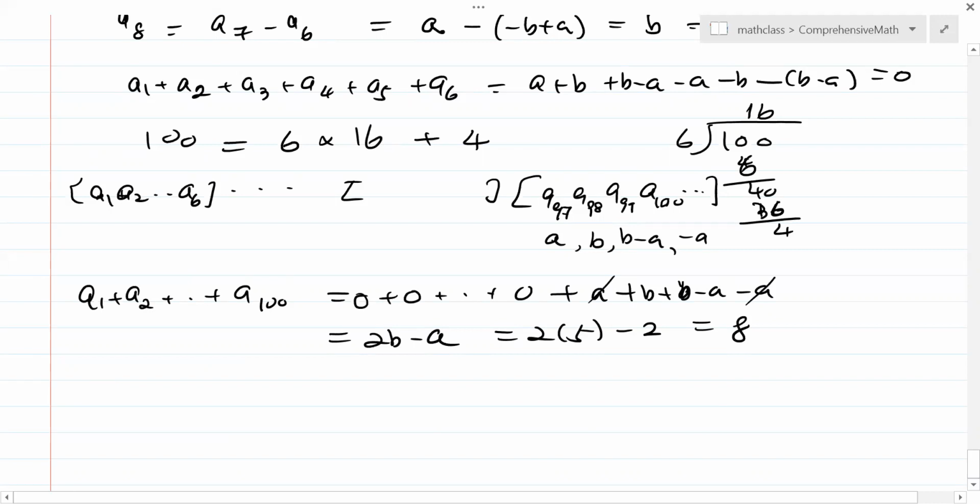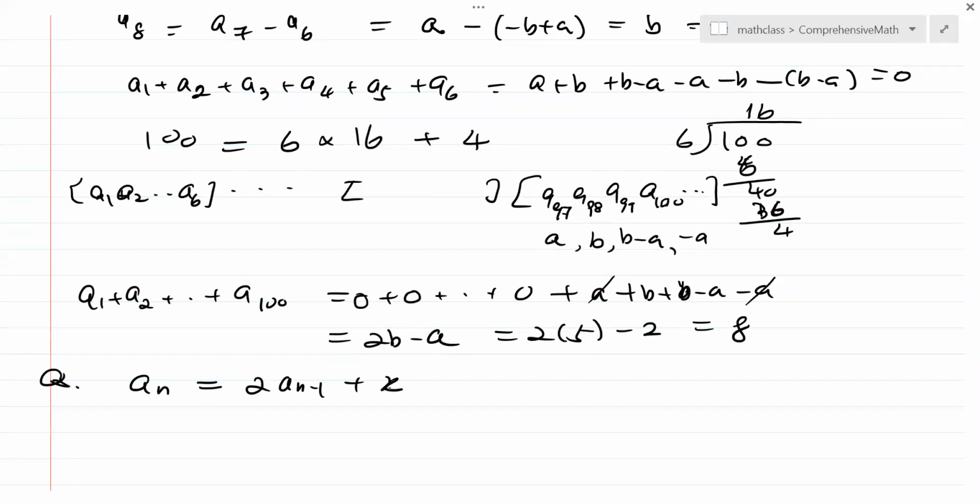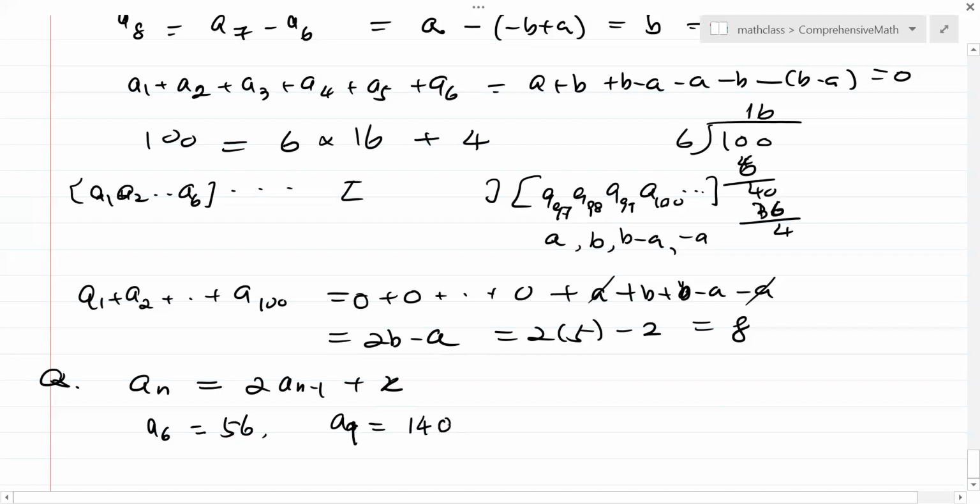All right, so my next question is, a_n is going to be given by 2a_(n-1) plus x. So that is a general formula, okay? We are given the information: the 6th term is going to be 56, and the 9th term is going to be 140. Find the x.